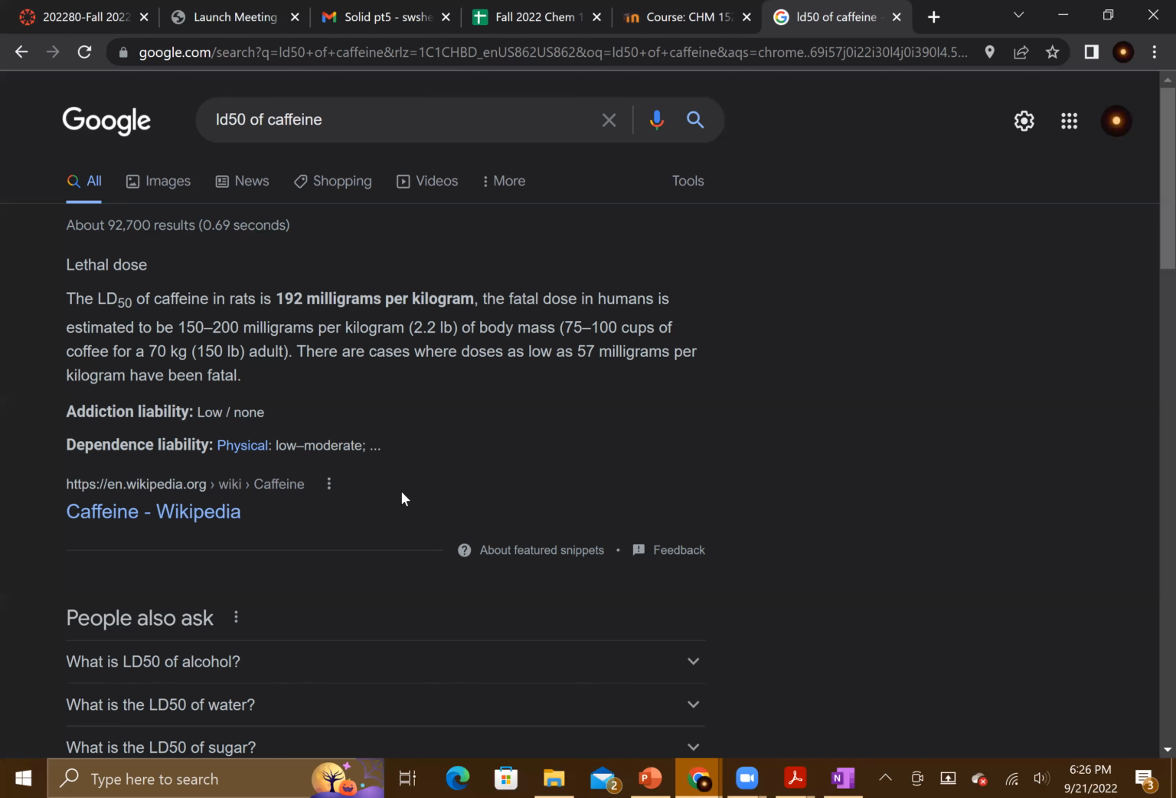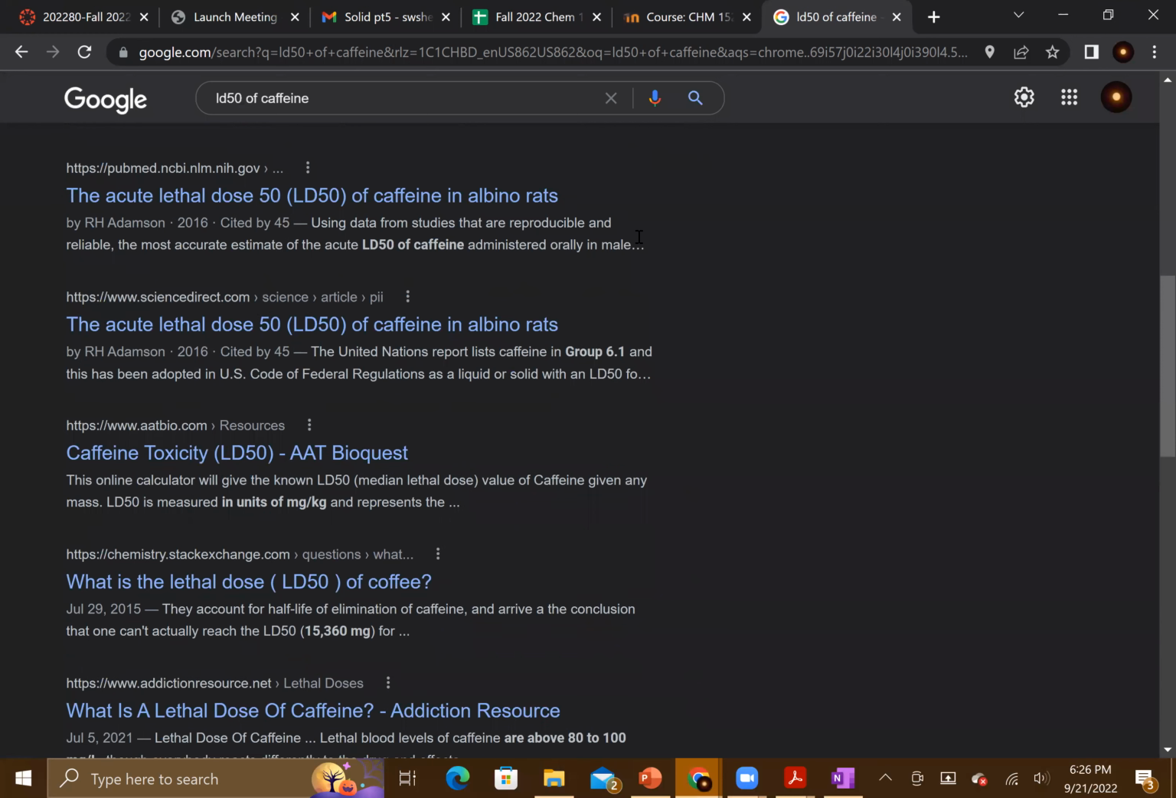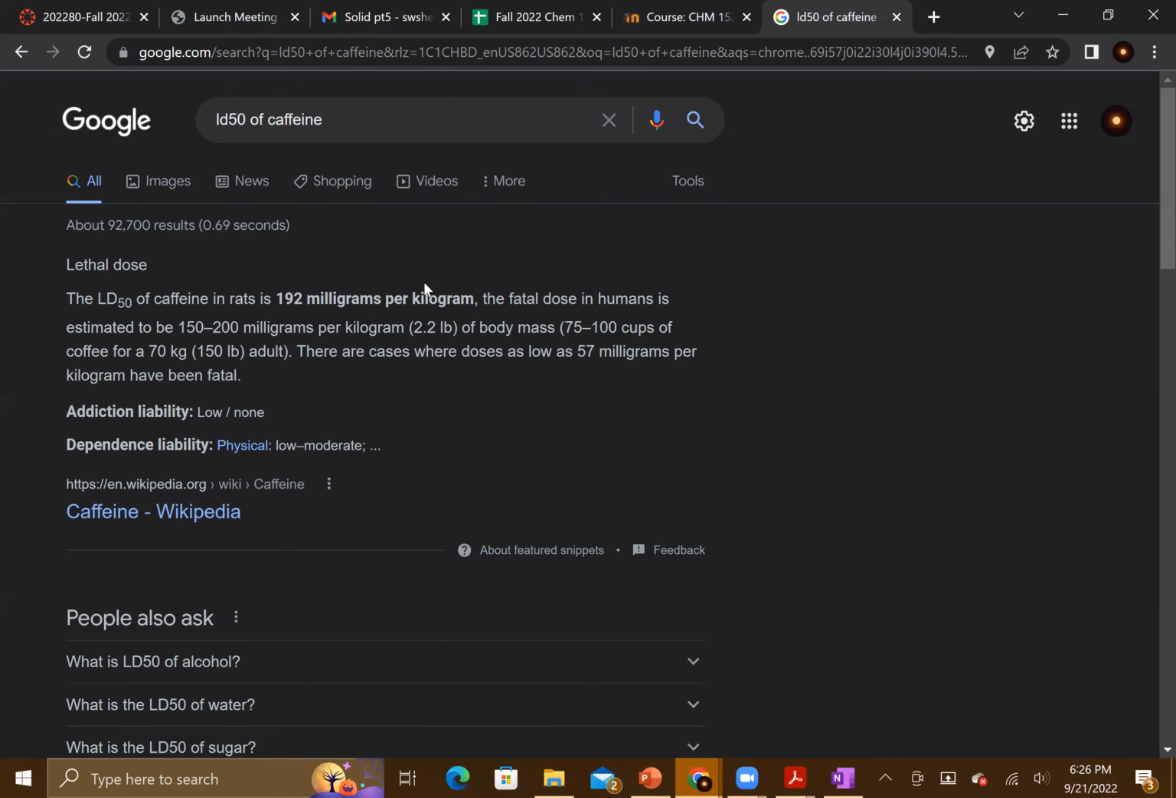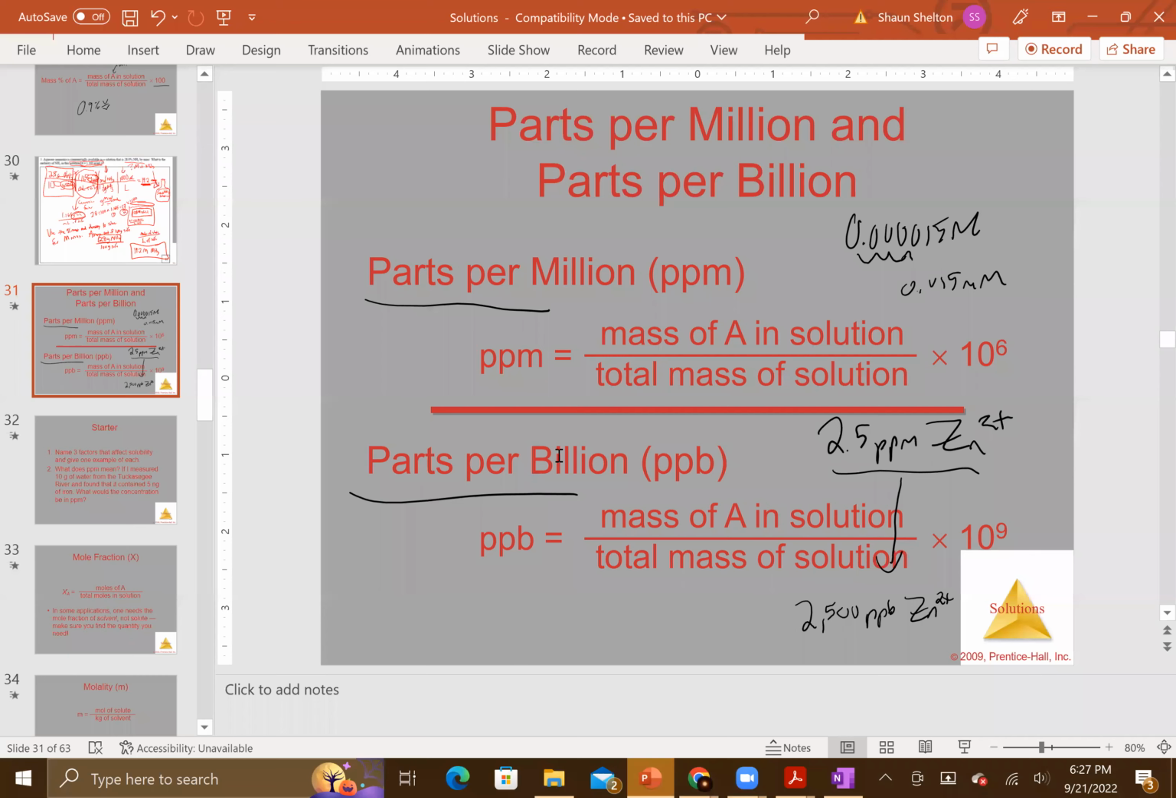So again, we like to express these concentrations in parts per million and parts per billion. And in fact, this milligram amount is really relating back to that, even though they don't say it that way. It's still related to parts per million. All right, so that's parts per million, parts per billion.